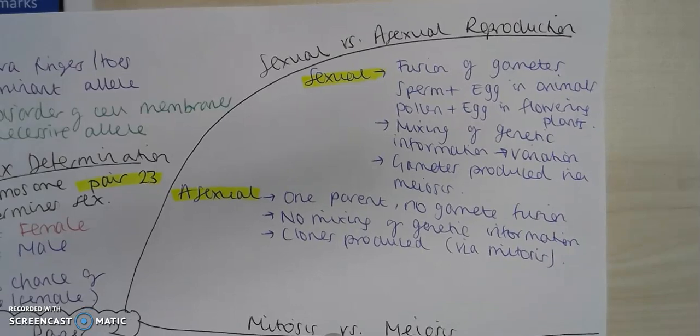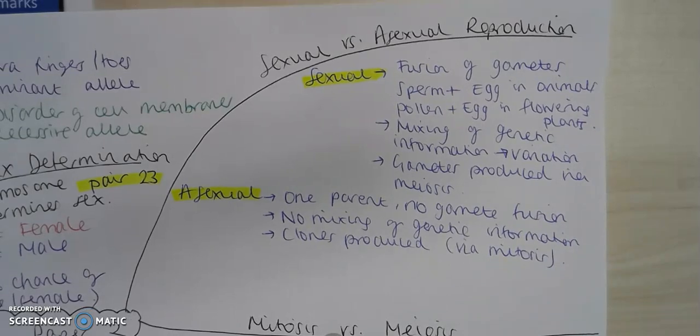With sexual reproduction, it involves the fusion of gametes, which are the sex cells. In animals, that's the fusion of a sperm cell and an egg cell, and in flowering plants, it's the fusion of pollen and an egg cell. With sexual reproduction, there's a mixing of genetic information, which creates variation. And the gametes that are necessary for sexual reproduction are produced via the process of meiosis.